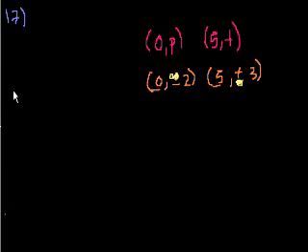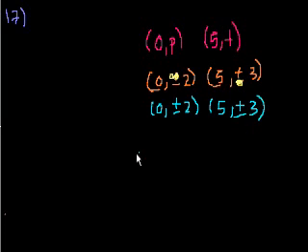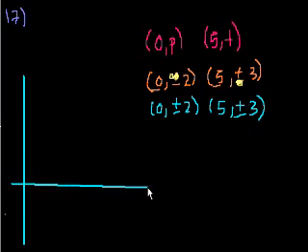Okay. So the possible terms, once again, were 0 plus or minus 2 and 5 plus or minus 3. And I want to show you why I picked the lowest value here and the highest value here. So let me graph those points. That's my y-axis. This is my x-axis.